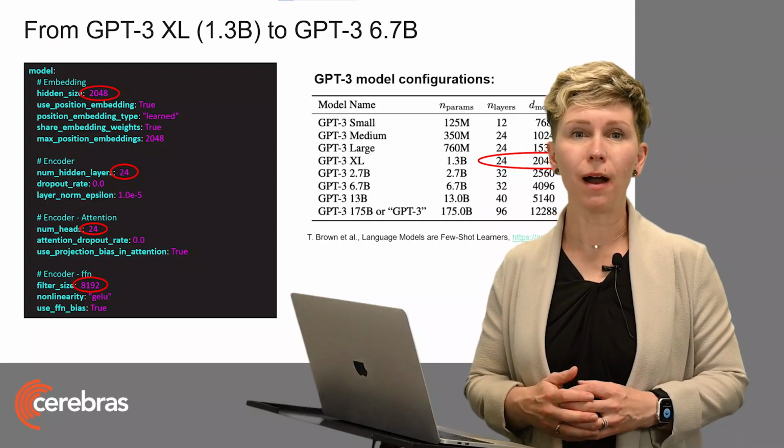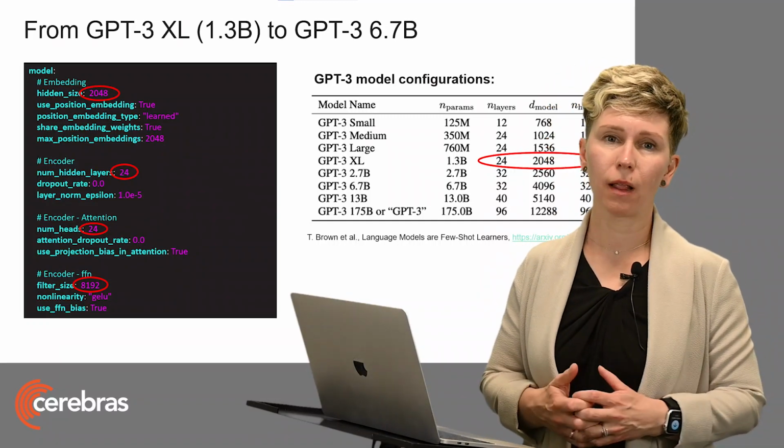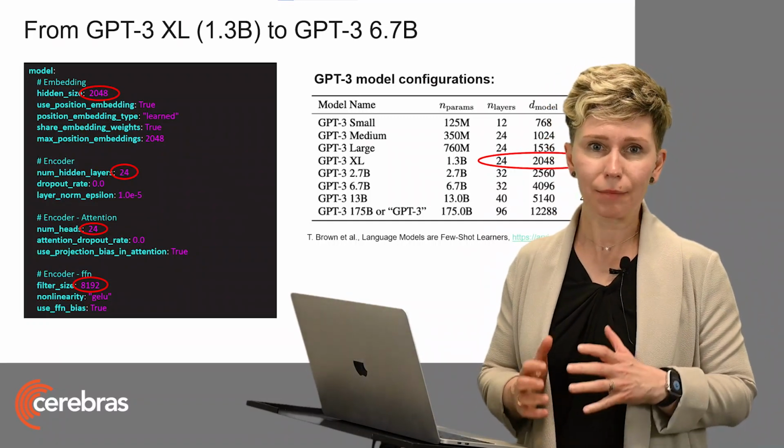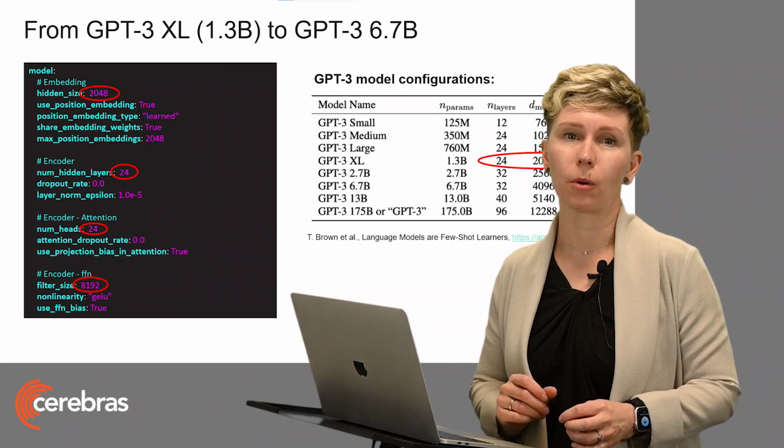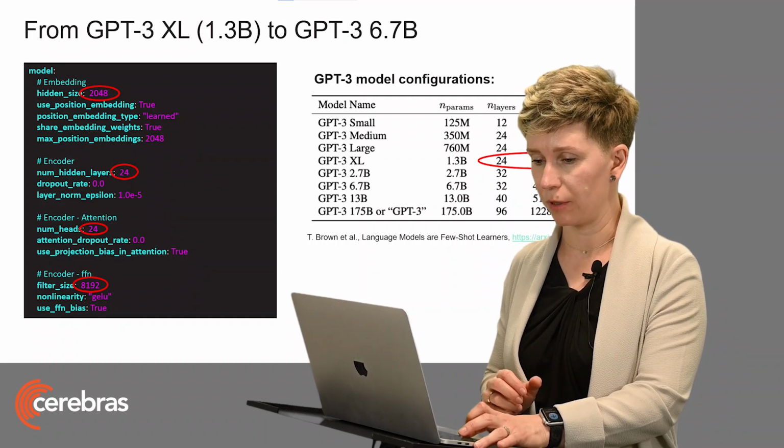So you've seen for yourself how easy it is to train large-scale transformer models. Let me show you once again how we switched from 1.3 billion parameter model training to 6.7 billion parameter model training.